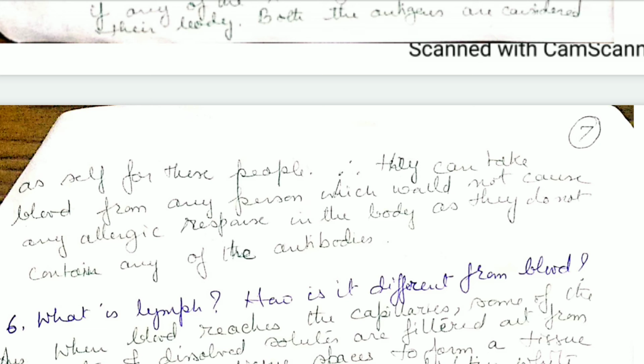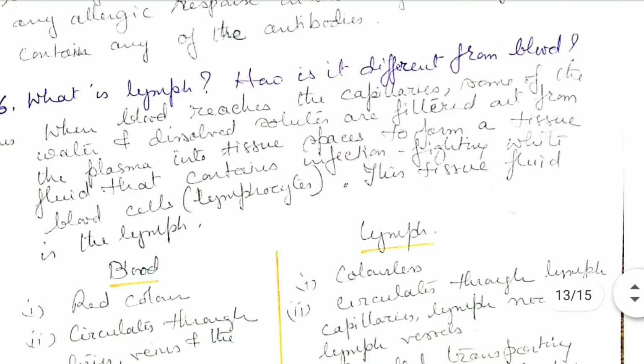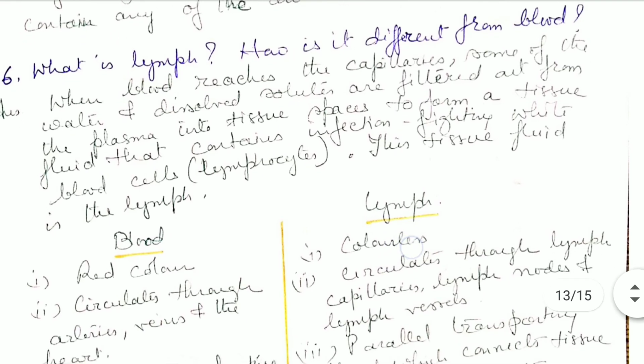That's why that group is known as the universal recipient, which would not cause any allergic response in the body, as they do not contain any antibodies. Because this blood group does not have any antibodies, they can receive blood from any person of any group. Okay, now we come to what is lymph and how is it different from blood.